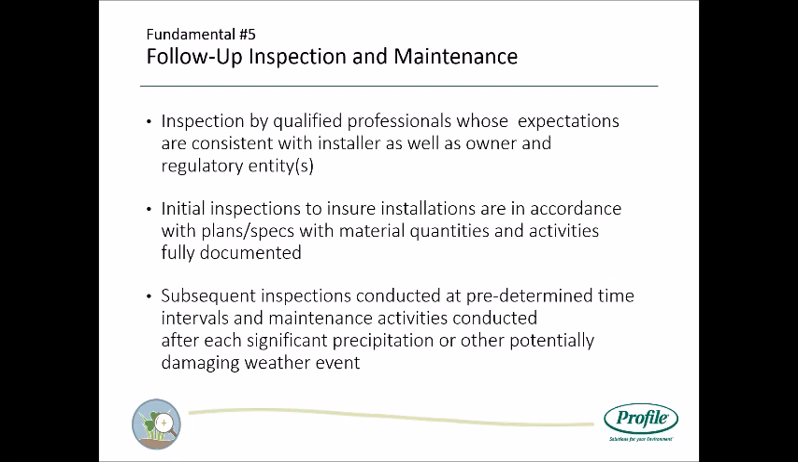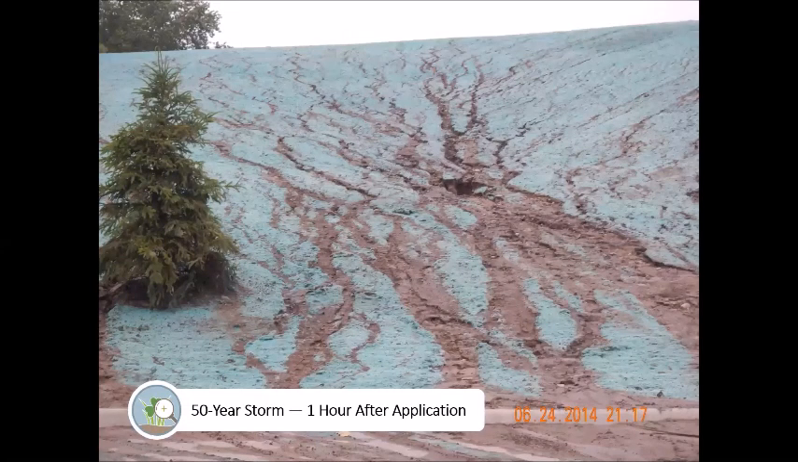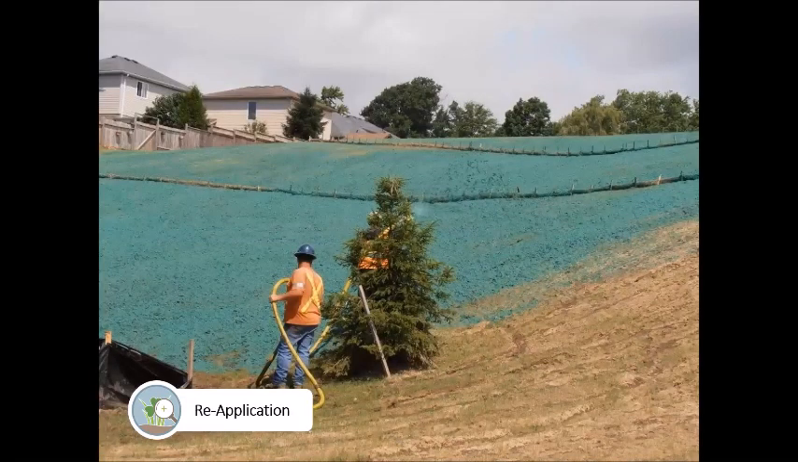Making sure you're requiring initial inspections to make sure the materials are applied appropriately, and then subsequent inspections conducted at the predetermined intervals or rainfall events that will trigger a quicker inspection. So making sure that the sites are in compliance and the monitoring is taking place at regular intervals before anything gets out of hand. So here was a 50-year storm event with a low-performing product 1 hour after the application took place. Obviously, some design issues could have been considered here, and we'll see that in the after inspection.